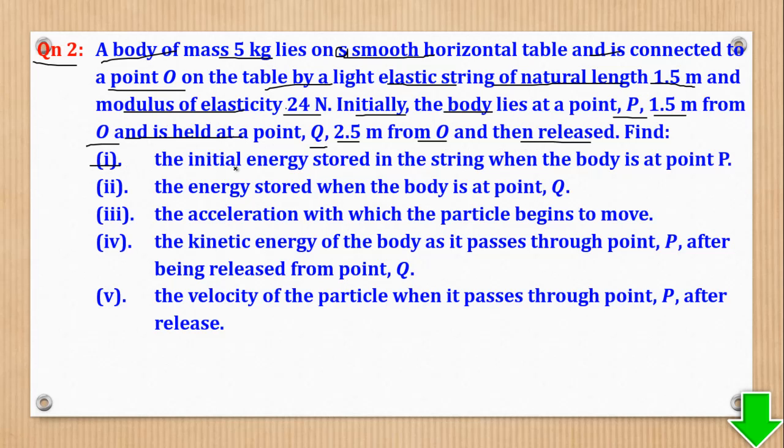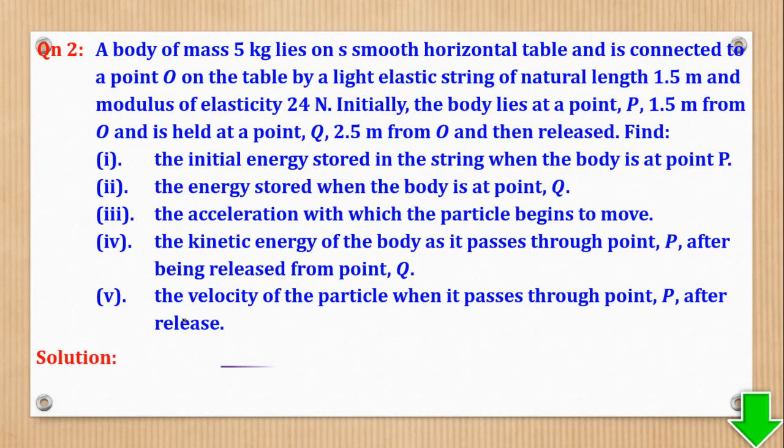Find Roman 1, the initial energy stored in the string when the body is at point P. Roman 2, the energy stored in the body when the body is at point Q. Roman 3, the acceleration with which the particle begins to move. Roman 4, the kinetic energy of the body as it passes through P after being released from point Q. Then Roman 5, the velocity of the particle when it passes through point P after release.